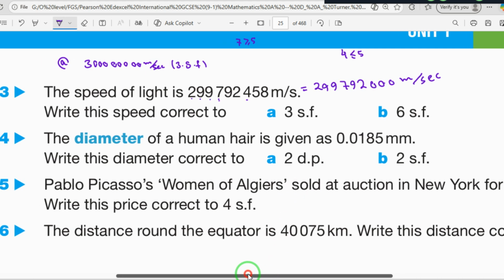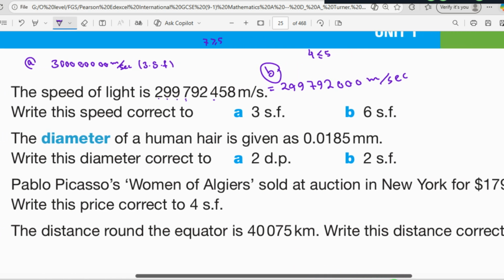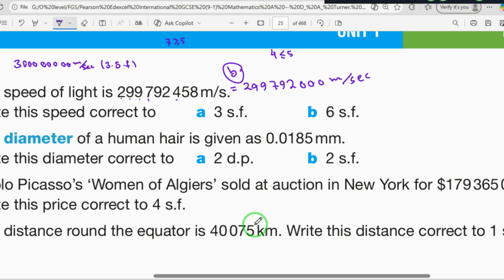Come to question number 14. Question number 14 said the diameter of a human hair is given as 0.0185 millimeters. Write this diameter correct to 2 decimal places, part A, and part B. We do not forget part B. So here we come to part A, and part A said correct to 2 decimal places.